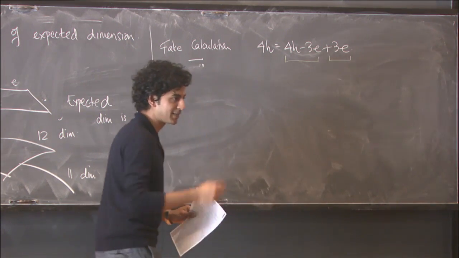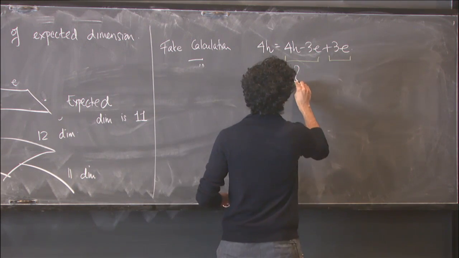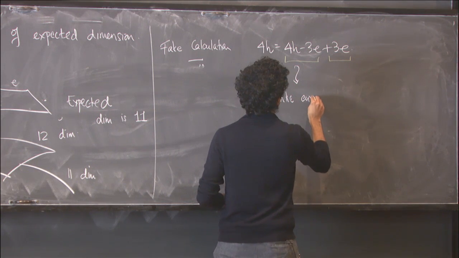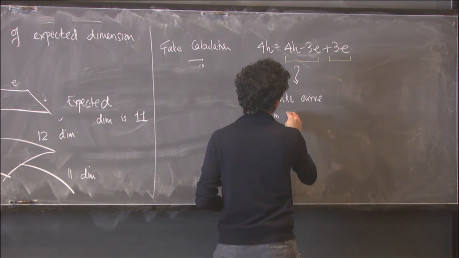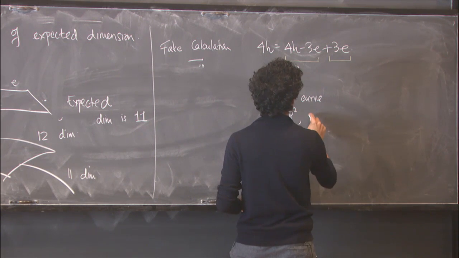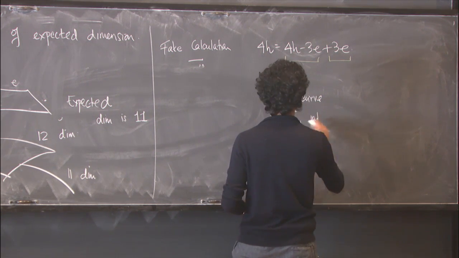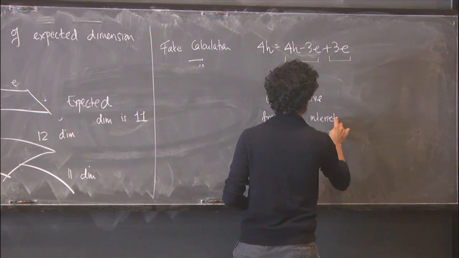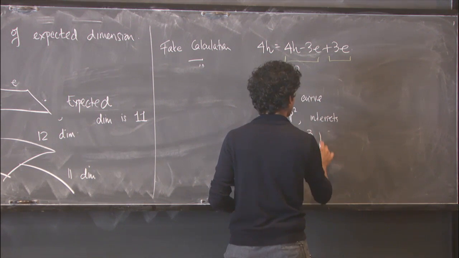And if you do this, one thing you might consider is, OK, maybe I have a quartic curve in P^2. The way you might want to read this is you have a quartic curve that's pulled back from P^2 that intersects E at 3 points.